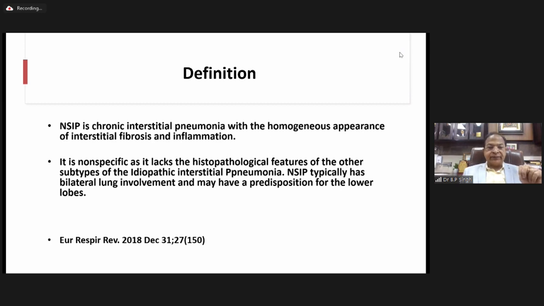There are two cardinal features. It is non-specific and it lacks the histopathological features of the other subtypes of idiopathic interstitial pneumonia. NSIP typically has bilateral lung involvement and may have a predisposition for the lower lobes.